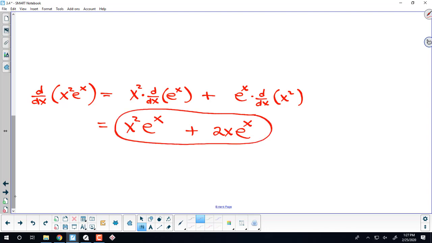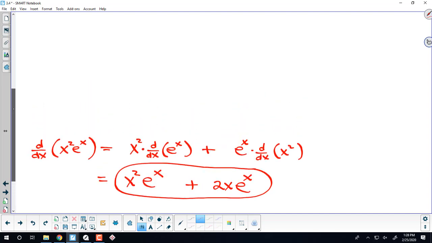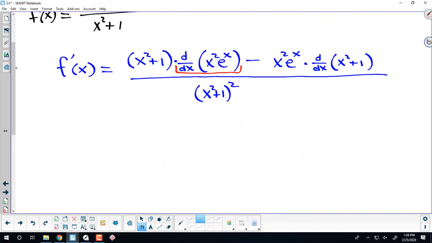Which again is why I recommend when you say derivative of whatever function, explicitly write that out. That way you don't have to keep track of, oh, did I not take enough derivatives? Did I take too many derivatives? You know exactly what to take the derivative of. So this goes in place of this in red we have here.